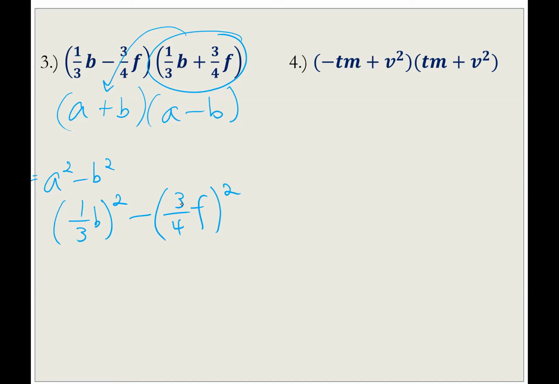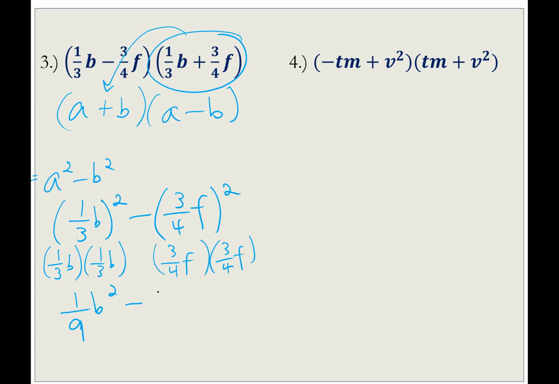Now all I have to do is square both of them. So when you square something, just multiply it by itself. 1/3 times 1/3. Feel free to write it out. 1/3 b times 1/3 b. 1 times 1 is 1. 3 times 3 is 9. That's b squared minus 3/4 f, sorry. 3/4 f. 3 times 3, 9. 4 times 4 is 16. F squared. So here's my final answer.